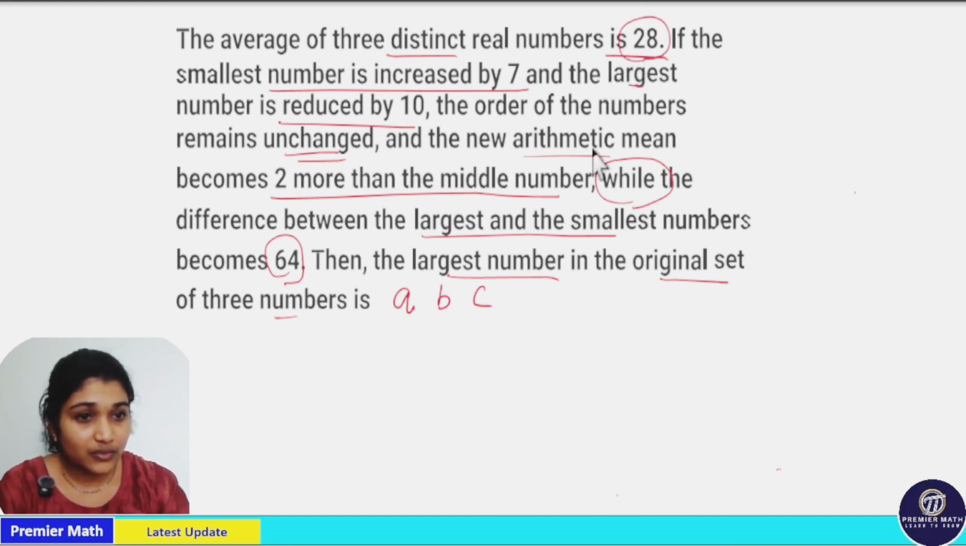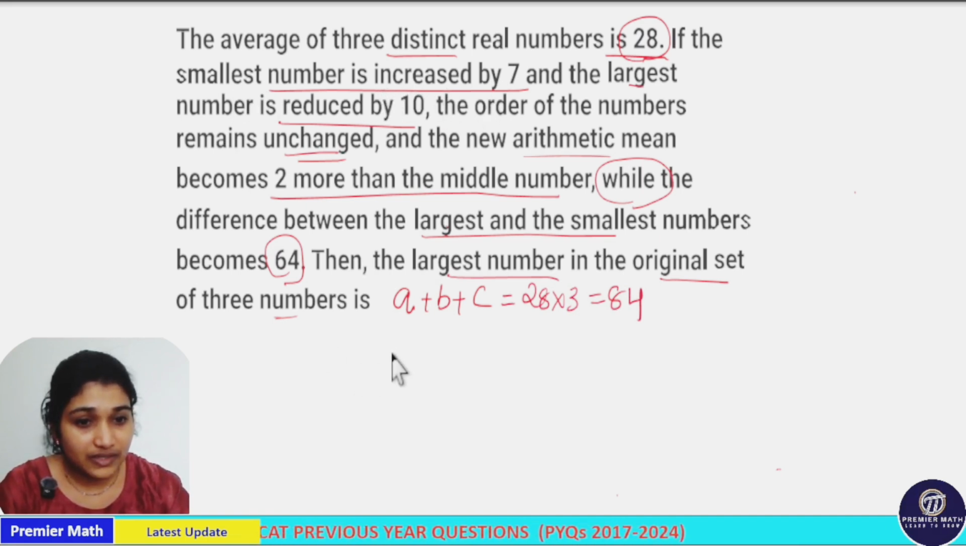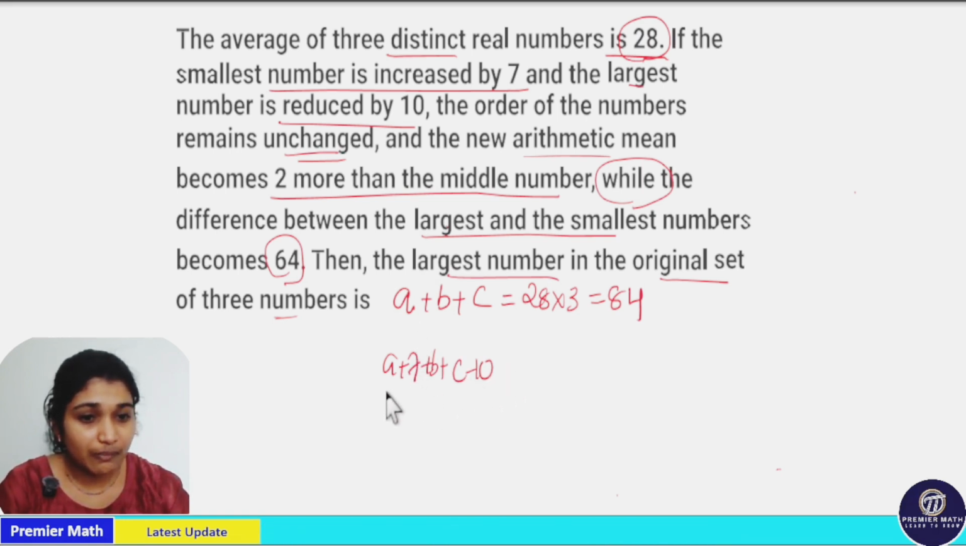Now average is 28. Average of three numbers is 28, means sum of these three numbers is 28 into 3, which is 60 plus 24, 84. And here smallest increased by 7. A becomes A plus 7. And largest reduced by 10. That is C becomes C minus 10. And B unchanged. Now, when you increase A by 7 and decrease C by 10, order remains unchanged. Means A plus 7 is still smallest and C minus 10 is still largest.